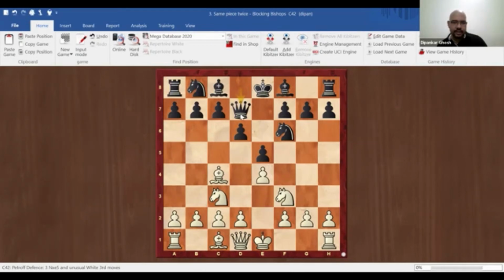He blocks his other bishop with his queen. Now we have learned that we shouldn't move the queen out too early. When should we move the queen? Only after we have castled and already brought out our knights and bishops.